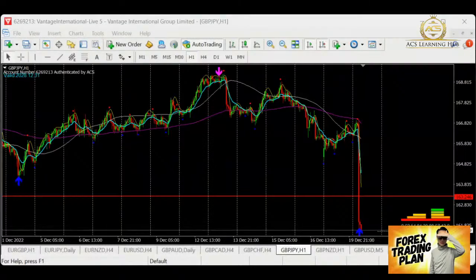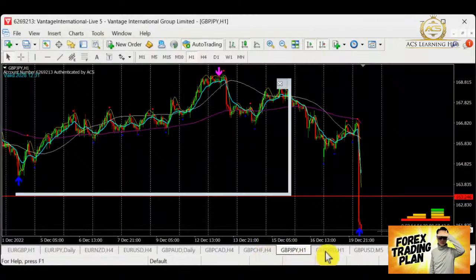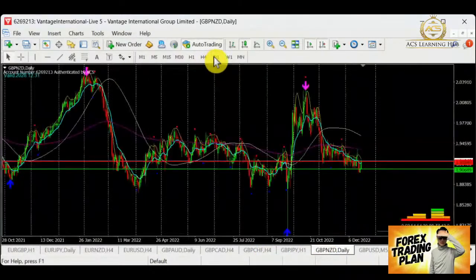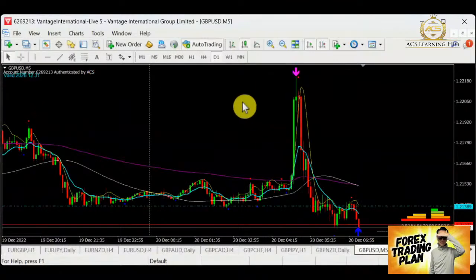Okay, pound yen. Looks like pound yen is quite good. So next to go, pound kiwi. Pound kiwi today is in the bear. However, today is a retracement day. So in this retracement day, it's looking out for a resistance. So at the moment, I will stay away from pound kiwi.